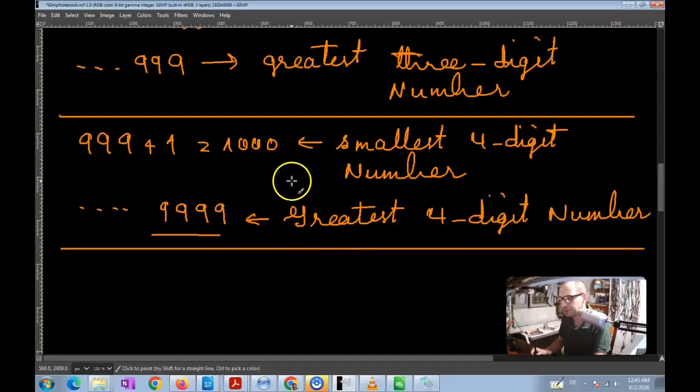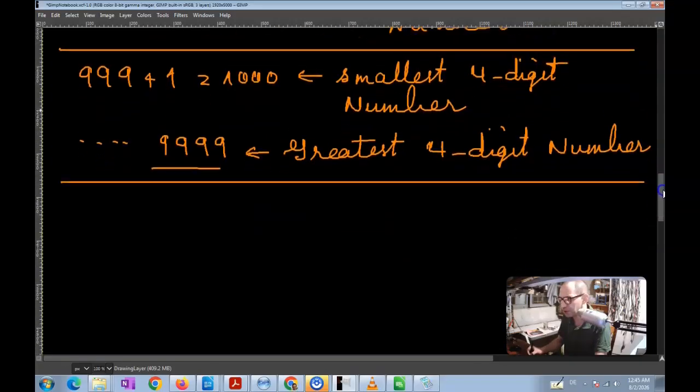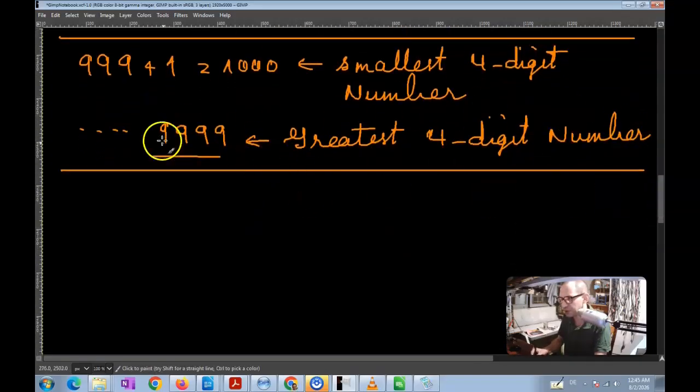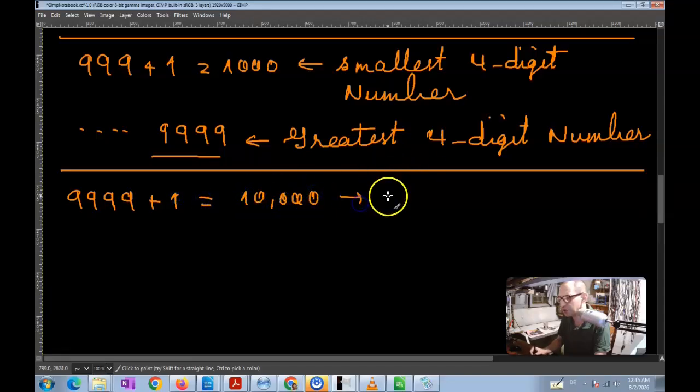Now, if you take the greatest 4-digit number, which is 9999, and if you add 1 to it, you will get 10,000, which is the smallest 5-digit number.